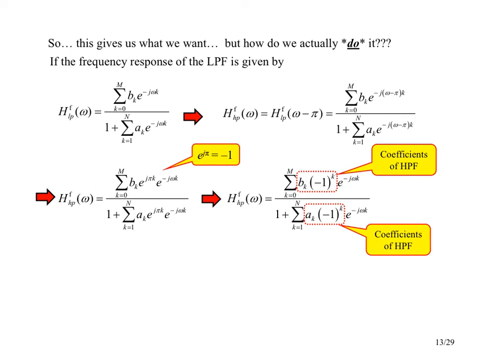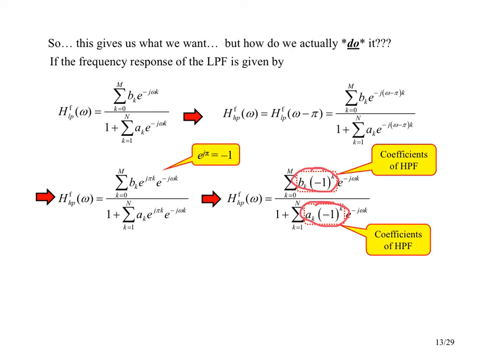So when we do that, we can now group that (-1)^k with the original coefficient. We can group the (-1)^k down here with the original a coefficients, and we have the new high-pass filter coefficients. So we take the BKs and the AKs, and we just alternate their signs following this rule.